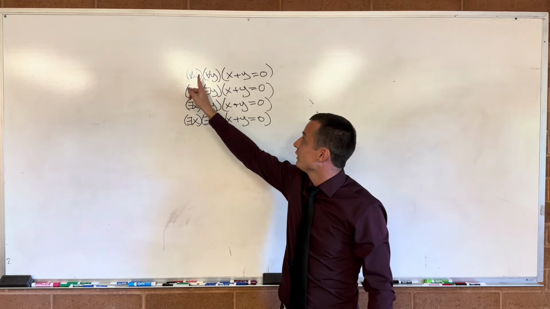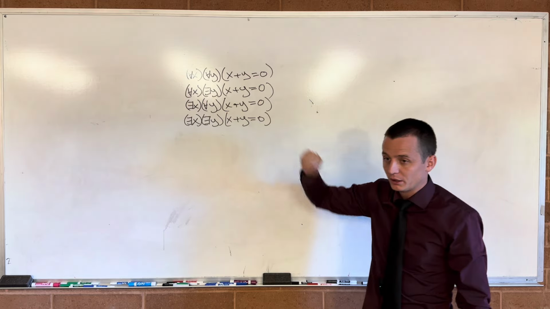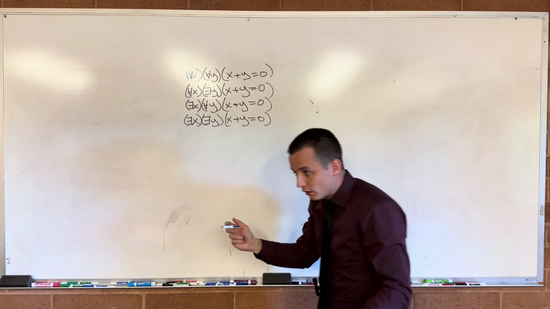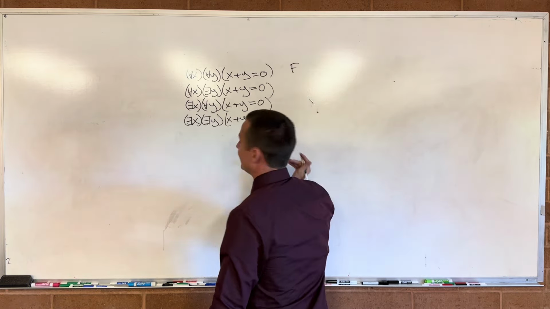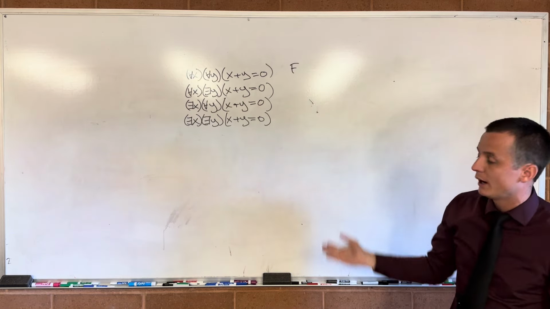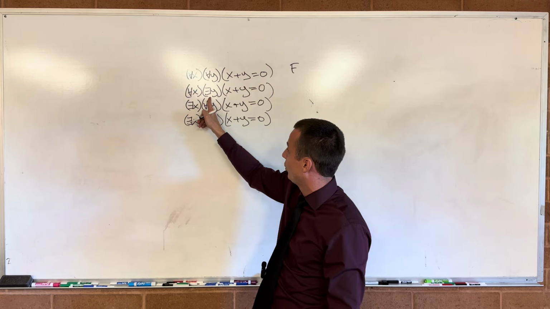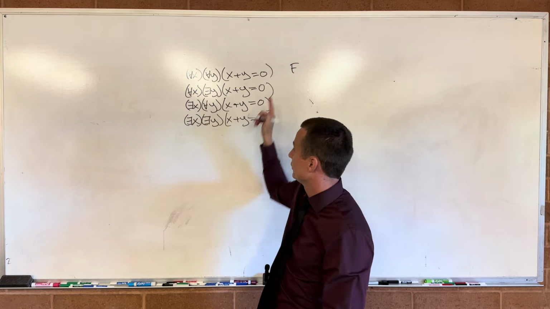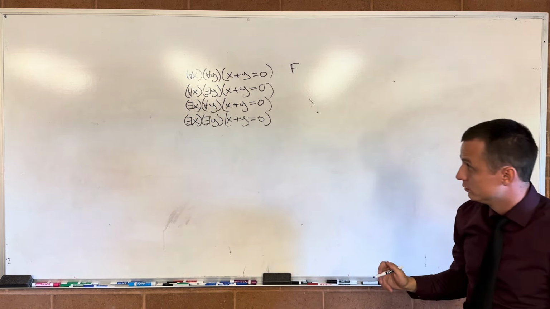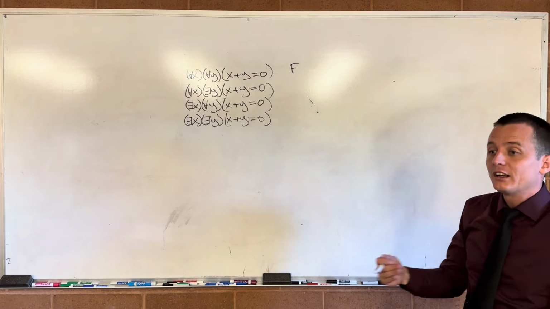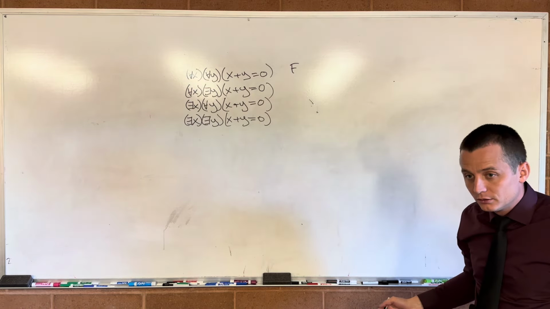Okay, so this says for every x and for every y, x plus y equals 0. True or false? That's false. It is not always the case that x plus y equals 0. x could be 2, y could be 4. This one says for every x, there exists a y such that x plus y equals 0. True. Doesn't matter the x you choose, I can always find a y such that their sum is 0.